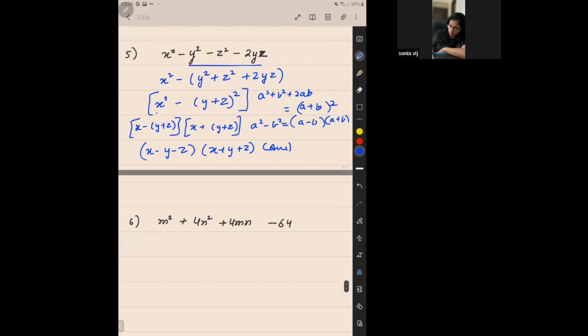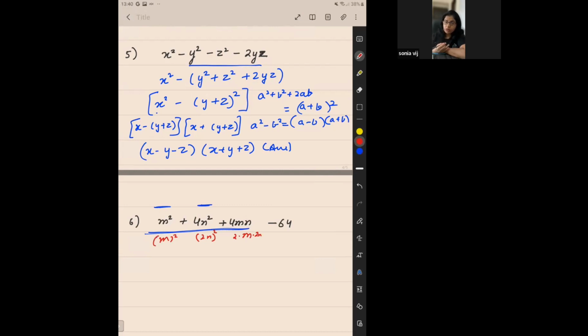Here again, we can see an identity can be applied because this and this are complete square terms. This is of the form m whole square and this is of the form 2n whole square and this is of the form 2 m 2n. Now you will say how to understand that the identity is applied here. This will come with practice.